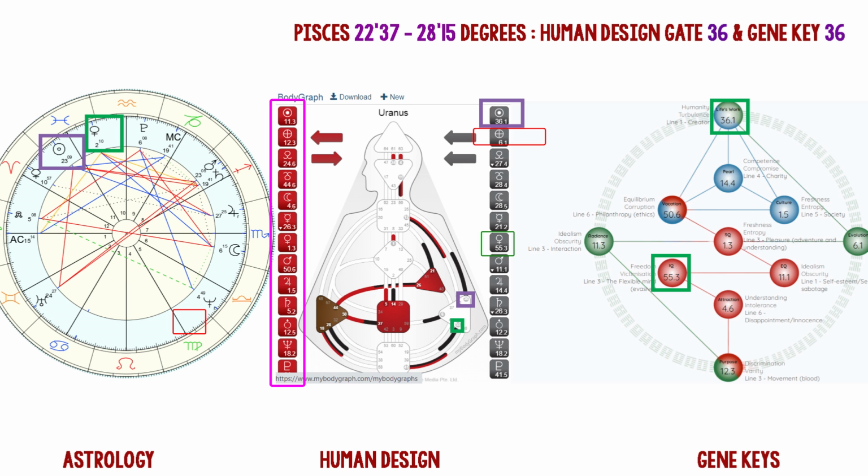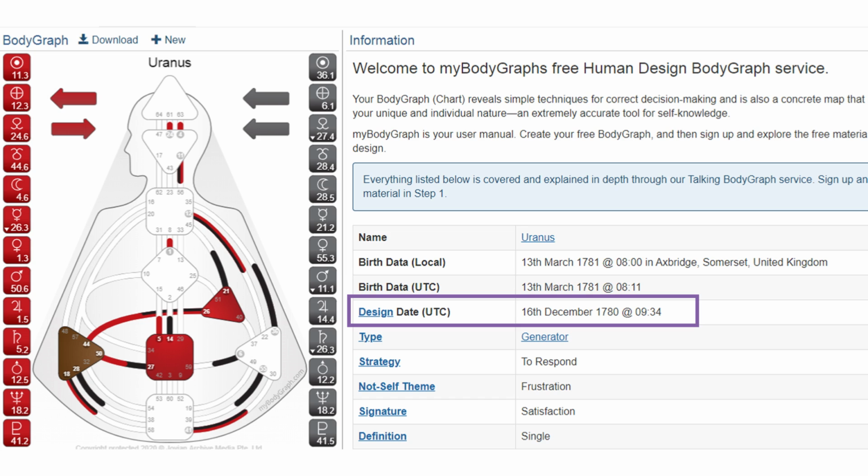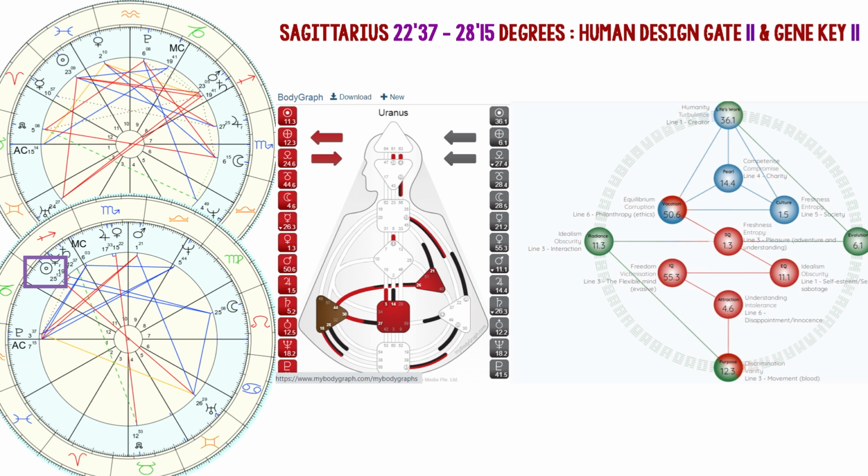And the way to figure out what your unconscious birth date is, if you go to mybodygraph.com and you generate your human design body graph, on the right you can see that it's going to say design date UTC. That's the date 3 months before your birth date. So if this birth date is for the 13th of March, 3 months before that is the 16th of December. You want to convert this time into your local time, and you can even generate a natal chart based on your design date. Here's an example of the natal chart of the date 3 months before the 13th of March.